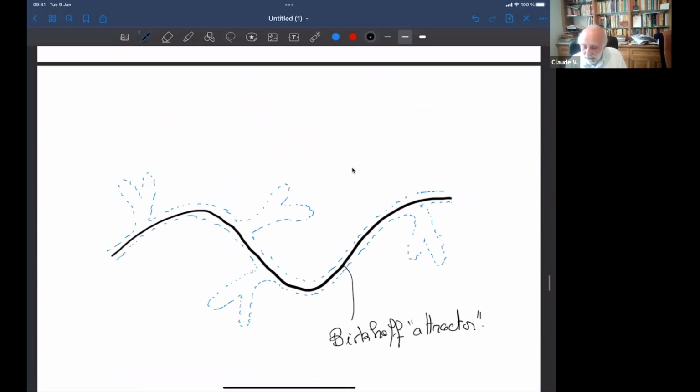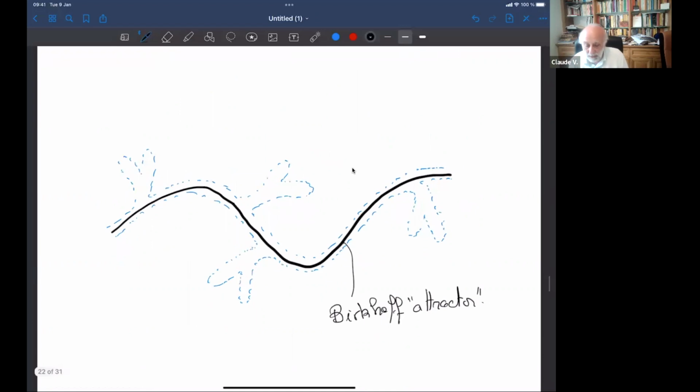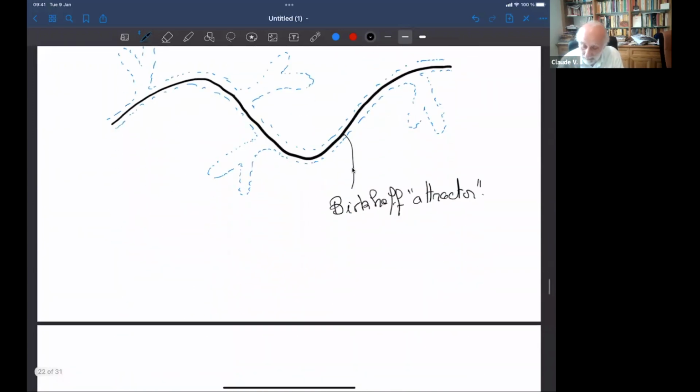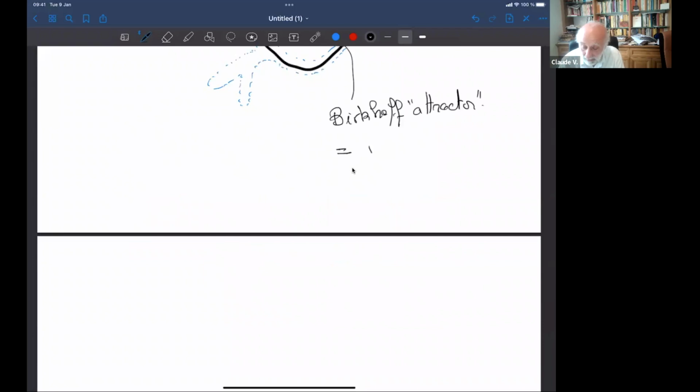This is called the Birkhoff attractor. It's a little bit of an abuse of language because some points do not go to the Birkhoff attractor. Lots of points end up on it, but not all of them. But it's still called the Birkhoff attractor. What happens is that the Birkhoff attractor is exactly the gamma support of L infinity of phi. So this L infinity of phi gives you a high dimensional generalization of the Birkhoff attractor.